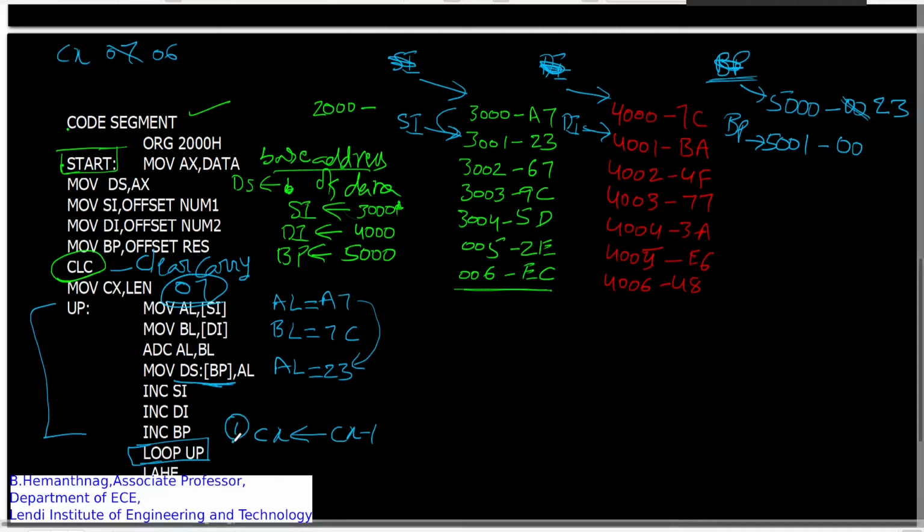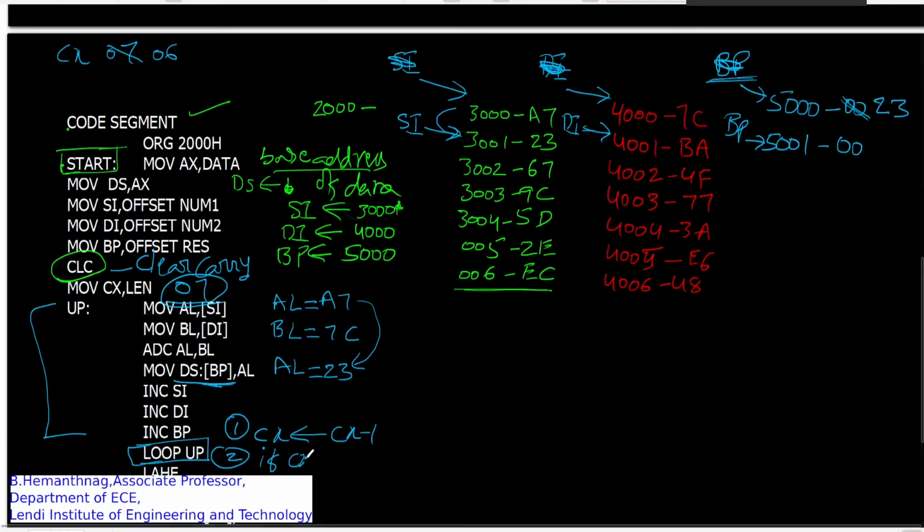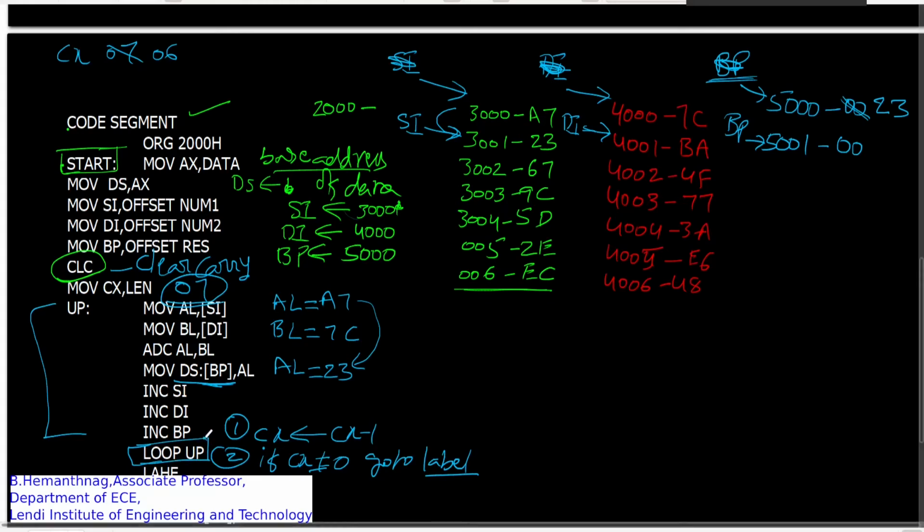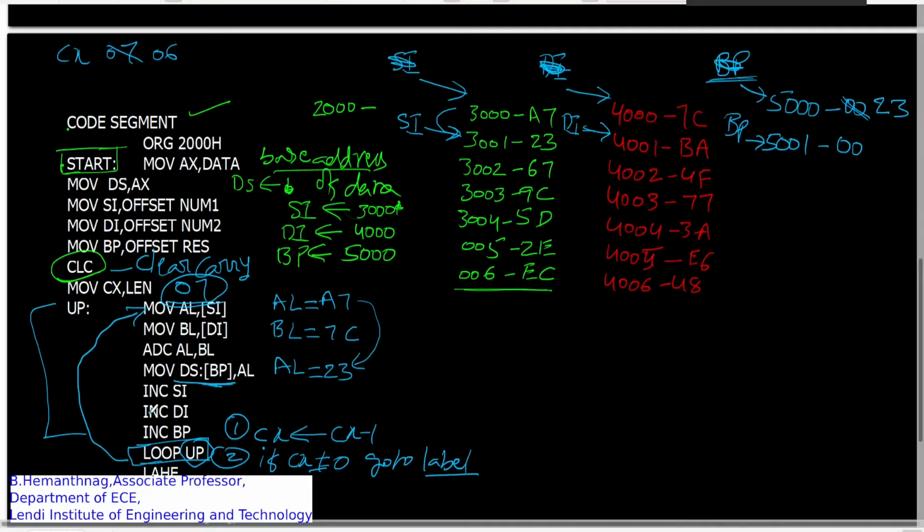This is the first step in the loop: we first decrement, then check if CX is not equal to 0. If CX is not equal to 0, we go to the given label. The label given in this context is up. So the control switches from this instruction back to this instruction. We are going to repeat this set of instructions whenever CX is not 0.